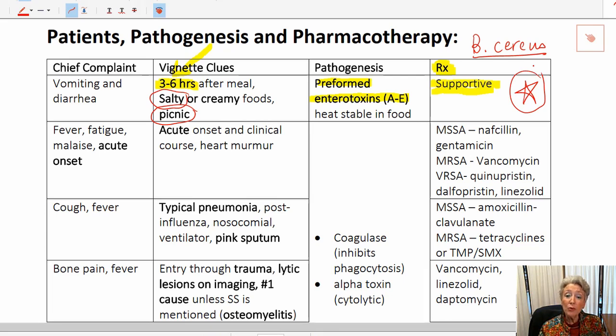But asking you what sorts of conditions should not be treated with antibiotics is the question. So make certain you know in those scenarios where we don't use antibiotics, we simply use supportive care.